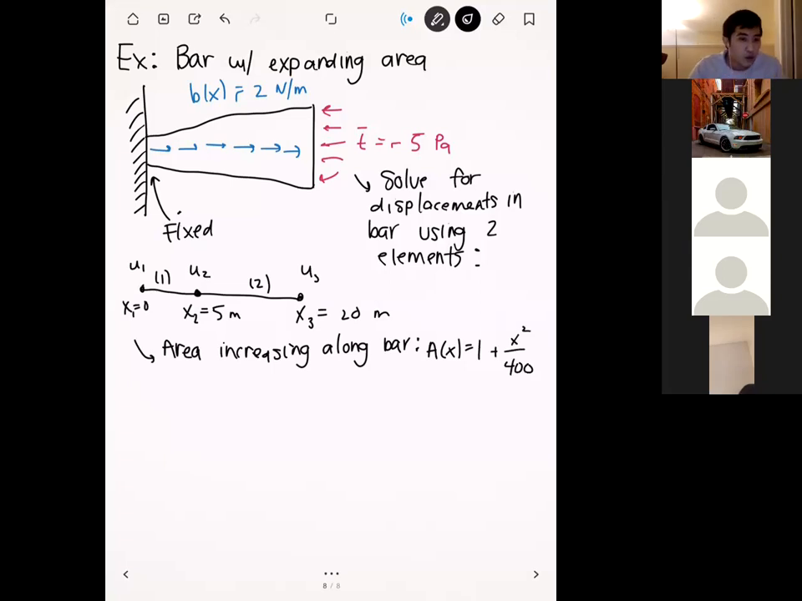And so one way you can read this is that we're starting out with a cross-sectional area of 1 meter squared on the left-hand side. And then by the time we reach the right side of the bar with x equal to 20, we end up doubling our area. Okay. And then we'll also say that this bar is made of a uniform material. And so we'll say that it has a Young's modulus of 5,000 pascals.